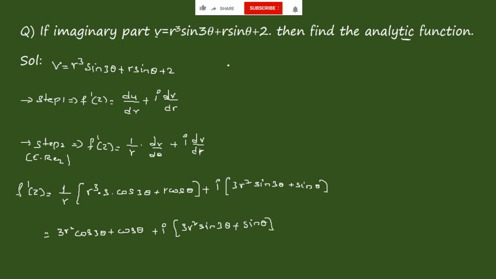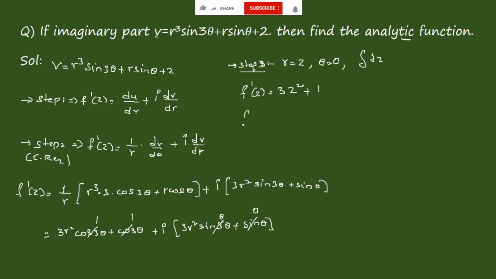Now we're going to step 3. In step 3, what we do is replace r with z and theta with 0, and you'll be integrating with respect to dz. First we'll be replacing r with z and theta is equal to 0. So theta is 0 means this will become 0, this is 0, and this is 1, and this is also 1. So we get f dash of z is equal to 3z square plus 1.